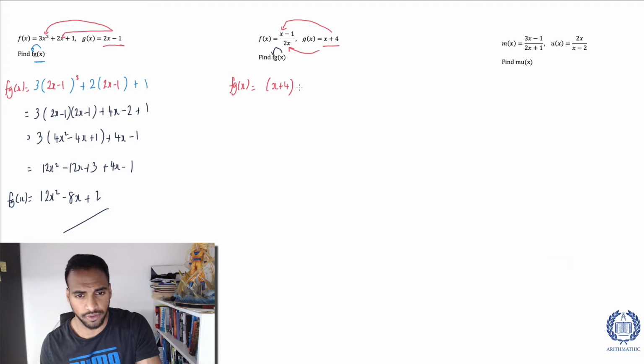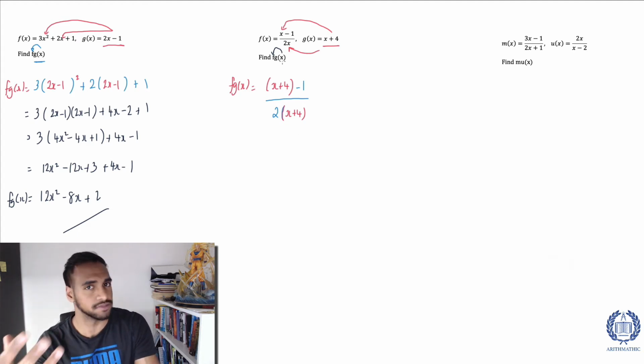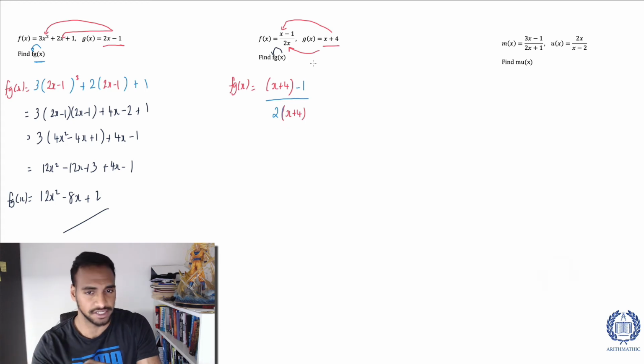Let's use blue, and then we have minus 1 over 2 times x. But x is what? x plus 4, right? Because essentially all the x's in the f function now become x plus 4 because I'm subbing the g inside there. So now what we do is just simplify. So we'll have fg of x equals, it's meant to be black.